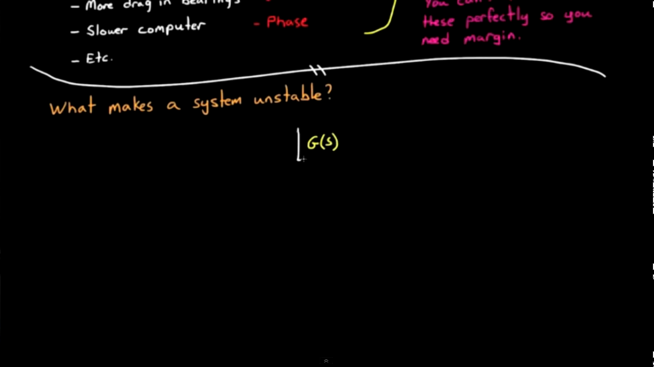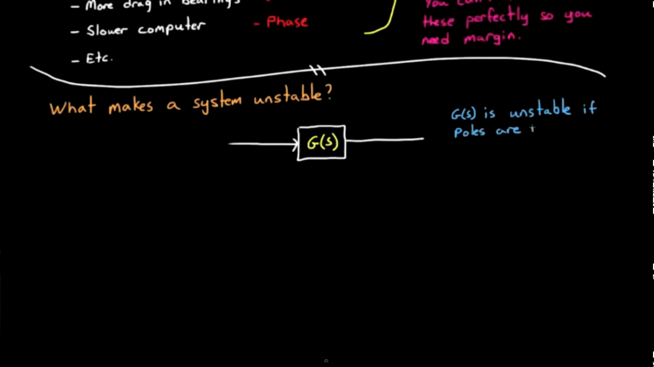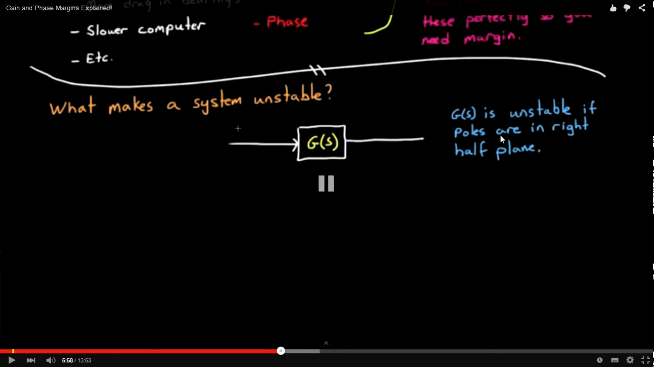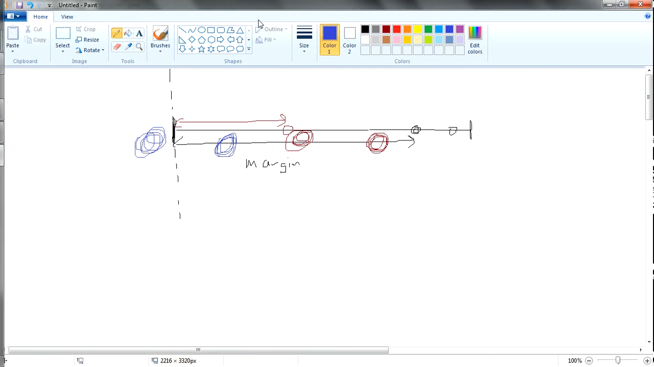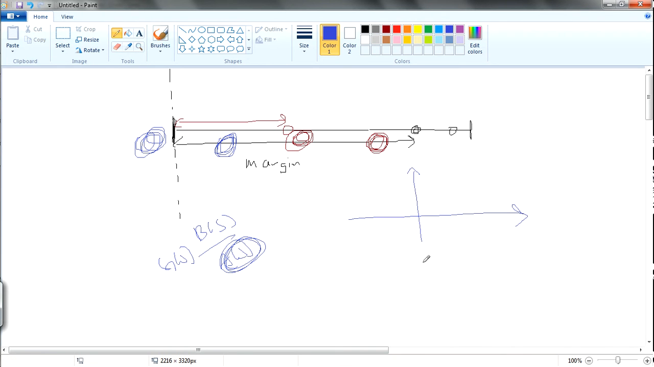If you have a system G of S, then it's unstable if at least one pole, or a root of the characteristic equation, is in the right half plane. As I've explained in my video, if your transfer function is, let's say, B of S, right? So if any of your poles is in the right half plane, the system is actually unstable.